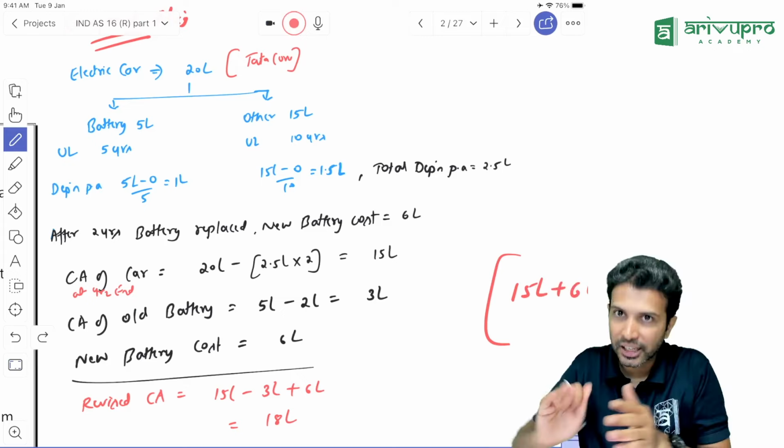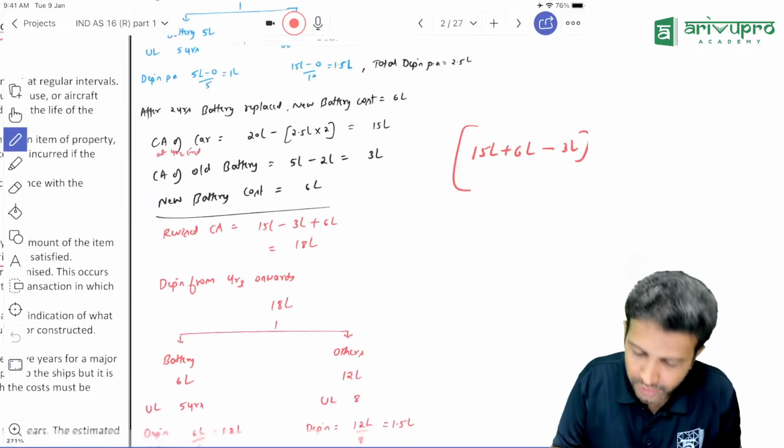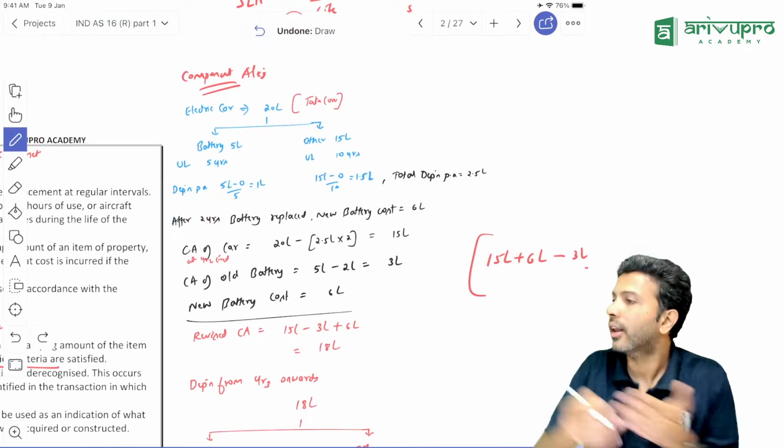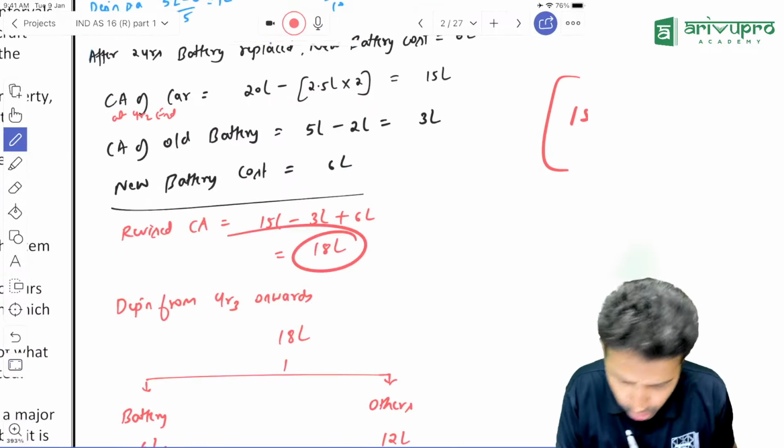Different. That means, can you calculate depreciation together or again separately? Again you'll have to separate. Initially you separated, no. Now again you'll have to separate. Okay. Now, same calculation. What is the carrying amount of the car?